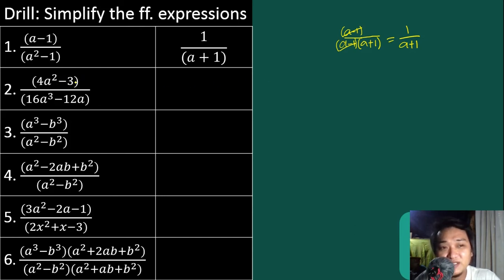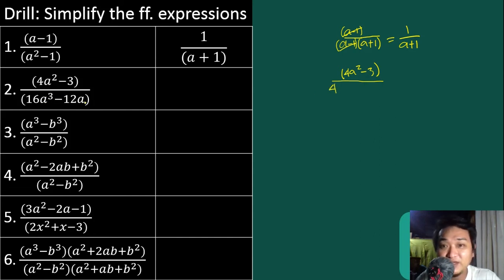4a squared minus 3 over 16a cubed minus 12a. So, sa tingin ko, yung denominator, meron siyang GCMF. Kasi tingnan nyo, pareho silang may a. It gives us a clue na baka meron tayong greatest common monomial factor as well as 16 and 12. So, let us try to discover. 4a squared minus 3 over, so what will be the common factor between 16 and 12? So that will be 4.